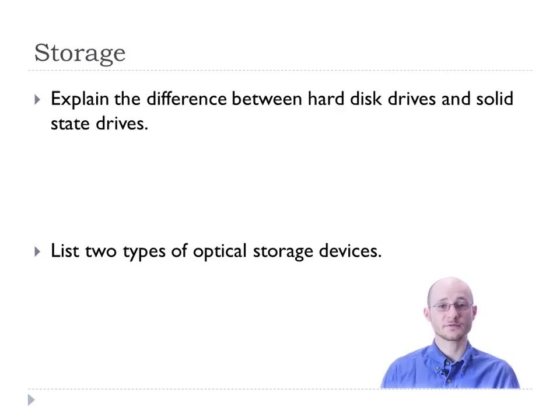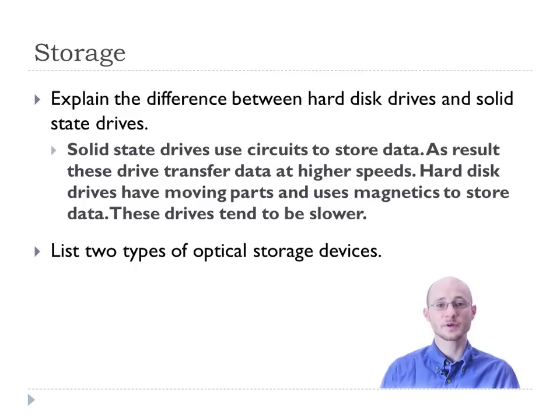To prevent data from disappearing, more permanent devices such as hard drives and flash drives, as well as optical drives, exist. A hard drive has moving parts and uses magnets to store data. As a result, these drives tend to be slower and have a higher failure rate. On the other hand, solid-state drives use circuits to store data. These drives have a much higher transfer rate and high-level durability.